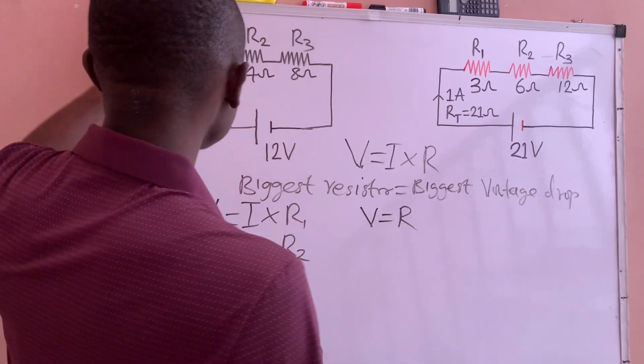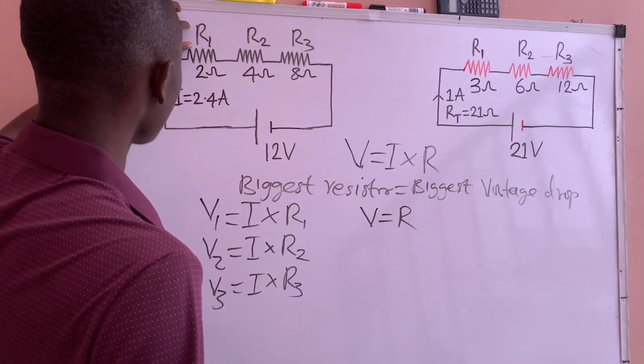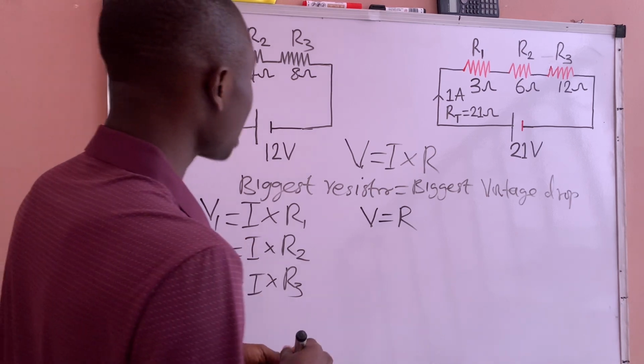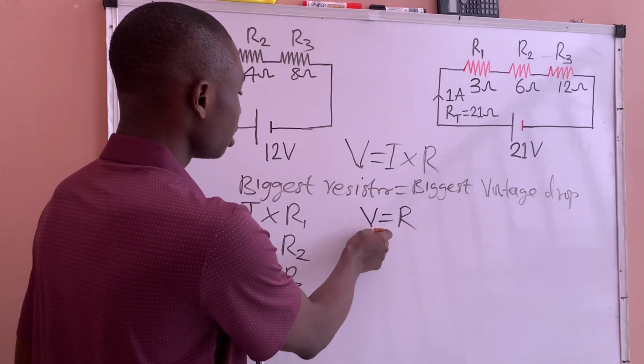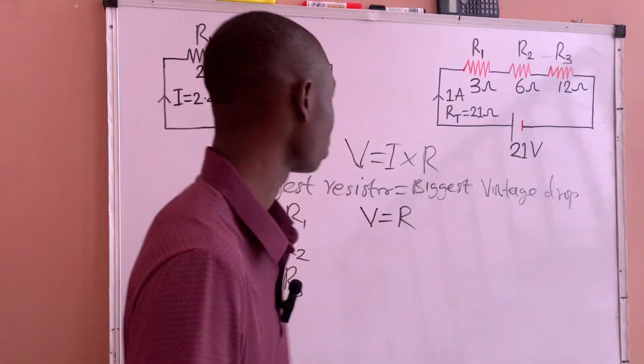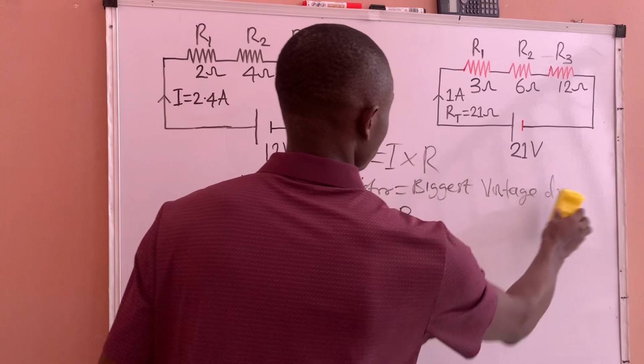It depends on the value of the resistance. It depends on the values of the resistors. That is what will determine the amount of voltage that will drop across that resistor. Okay, let's solve this example.